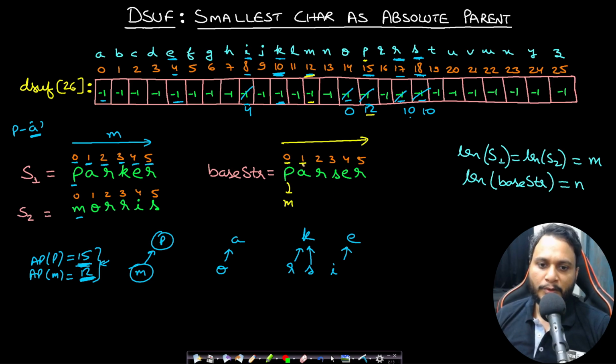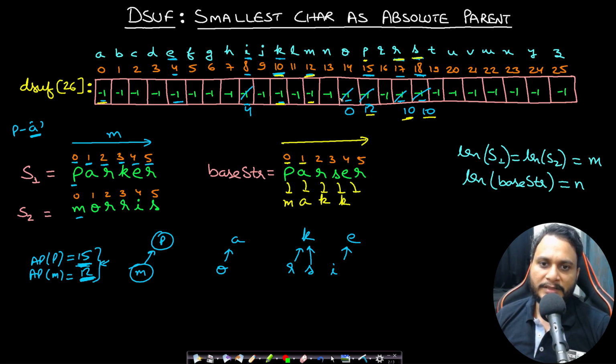Right? Go to the first character A. A's value is -1. This means it is already the absolute parent. So replace it by A itself. Now for R, go to R. It is referring to 10. Go to 10. It is not referring anywhere. It is -1. That means K is the absolute parent. Replace it with K. For this S, go to this S. It is referring to 10. Go to 10. It is -1. So K will be replacing here.